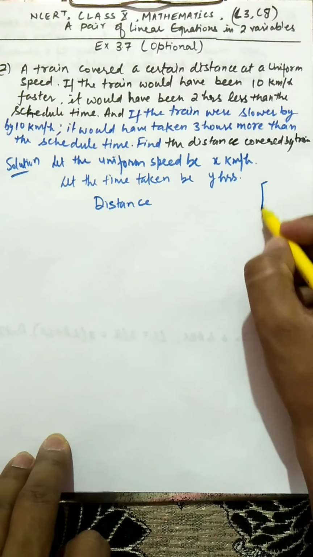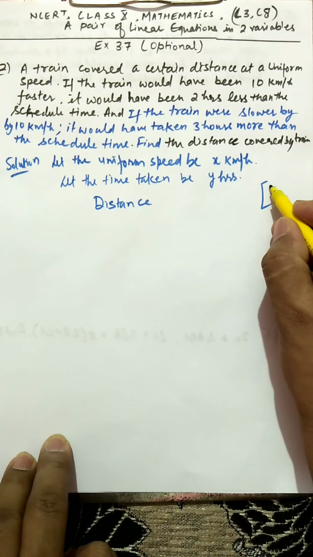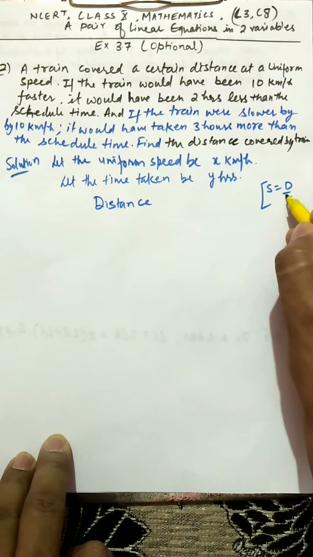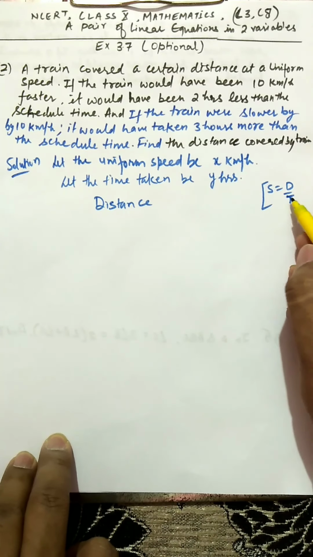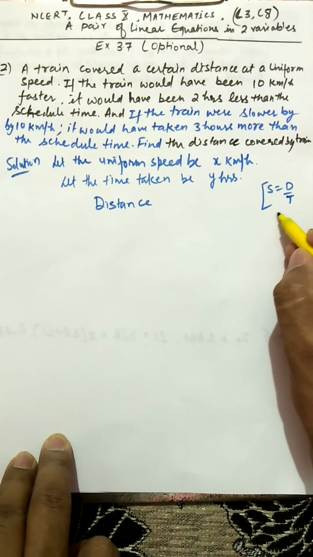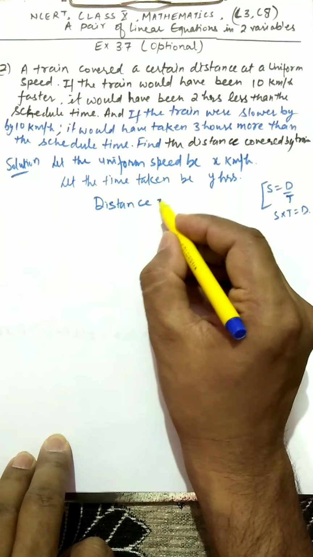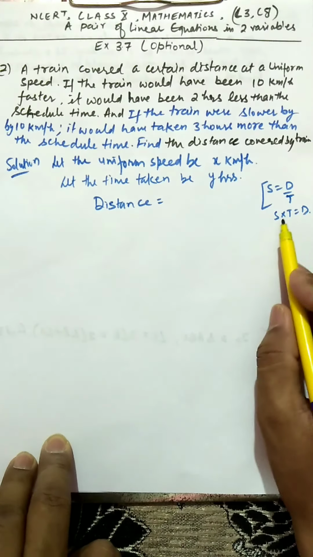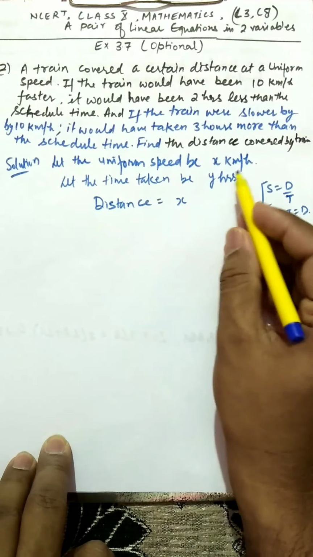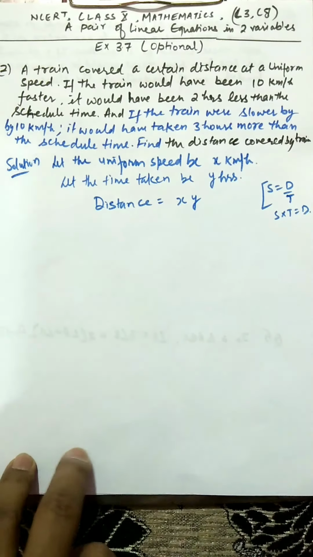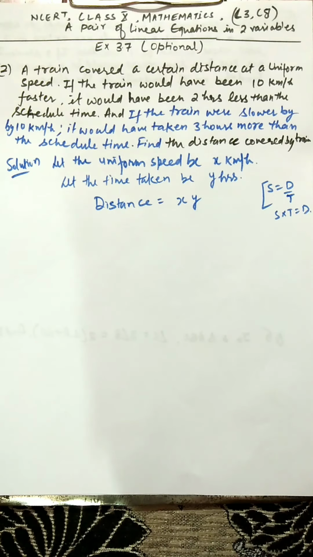So now you know that the formula for calculating speed is distance upon time. So if you multiply speed and time, you will get the distance. So s into t equals distance. So your distance will be speed into time. Speed is x and time is y. So this distance is in kilometers, so distance is xy.